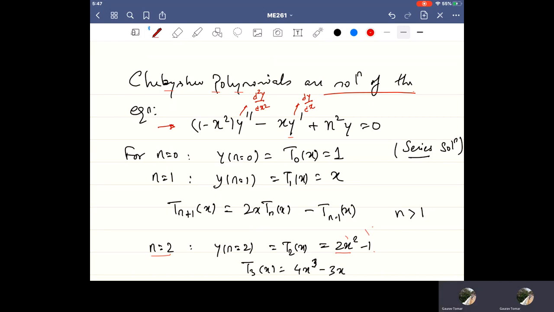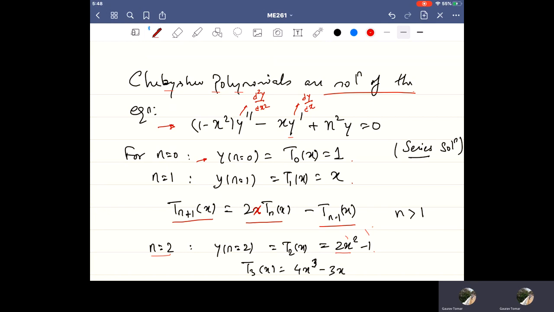So if your n is 0, then your T0(x) is 1 as the solution, the series solution that you will get. For n equal to 1, you will get x. And in a way you can form a recursive relation. Of course, you can think of it as a nonlinear mapping, because it's not a linear combination that you're forming, as you have an x sitting here. So you can write the polynomial of the n plus 1th order as 2 times x Tn(x) minus Tn minus 1(x). And therefore you can get the n plus 1 degree polynomial, as you can see.